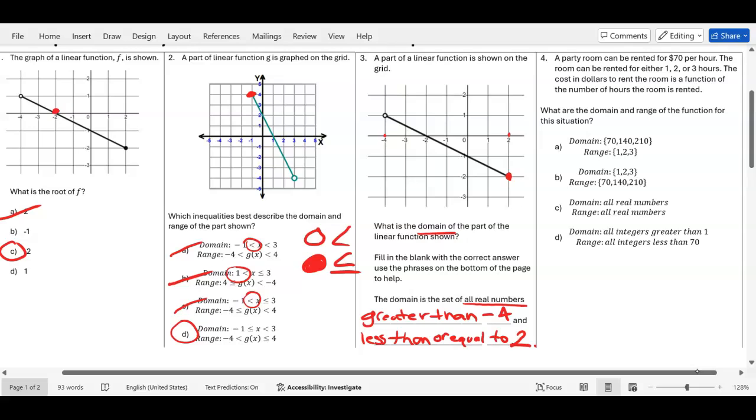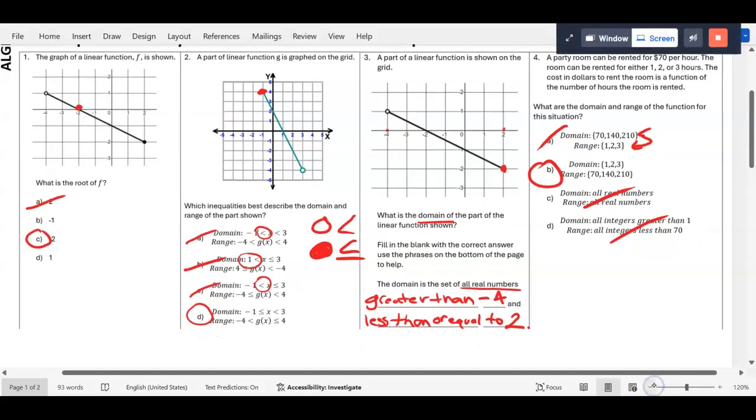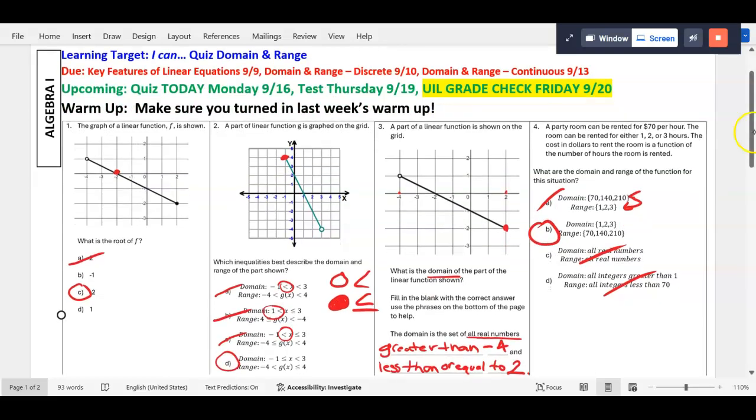However, let's think about C and D. C says all real numbers for domain, but this doesn't say it can be any amount of hours. It's only 1, 2, or 3. So it can't be all numbers, okay? It can't be all numbers, and it's definitely not all numbers greater than 1. It's not an infinite amount of time that you can rent it. It's only for 1, 2, or 3. So the best answer is B. Time is usually domain. Please remember that, okay? Especially if you have something similar to this, which I'm telling you will today, okay?